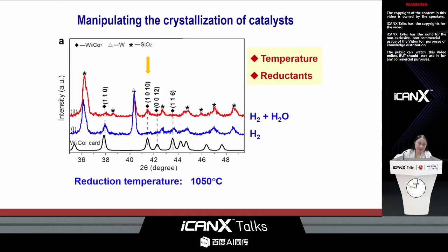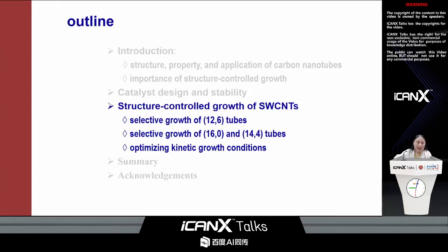For example, at 1050 degrees centigrade, we use pure hydrogen to reduce our catalyst. We do not observe the 1010 plane, but when we add some moisture into the hydrogen gas, we can see a very obvious 1010 peak. So this catalyst can be used for the synthesis of 14-4 tubes. But that is definitely not enough. We still need to optimize the kinetic growth conditions.